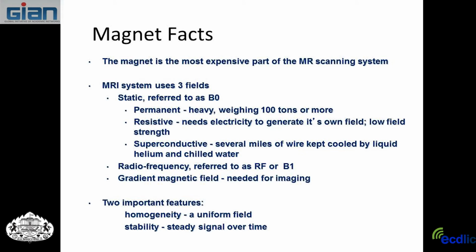So the magnet itself is the most expensive part of the MR scanning system. And there are actually 3 magnetic fields that are used in an MRI machine. The static field, which I mentioned, is B0, and that is the one that I referred to as at our machine is equivalent to 3 Tesla. So this is a permanent magnet. The magnet is never shut off once it's on. We'll talk a little bit later about how they keep this magnetic field going. And I think it's a very clever technique. They use superconductivity in a super cold wire to keep this going.